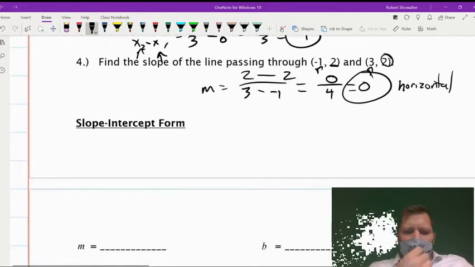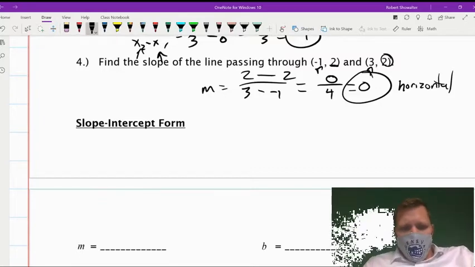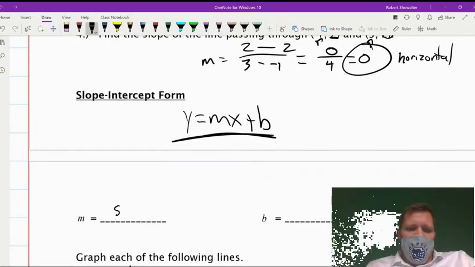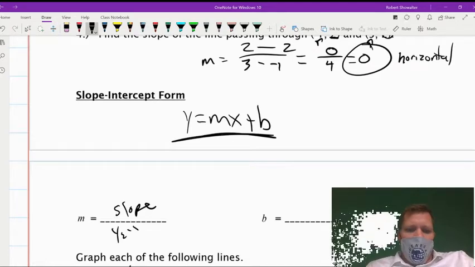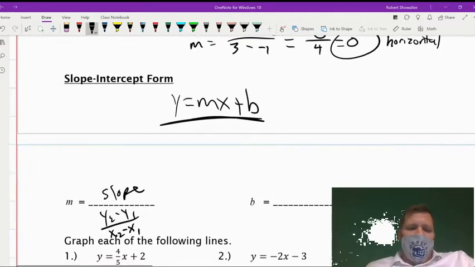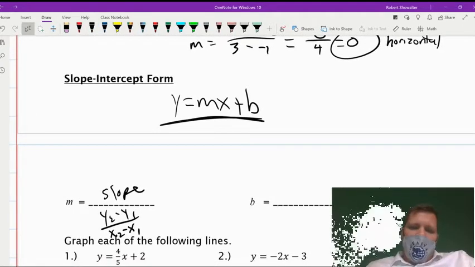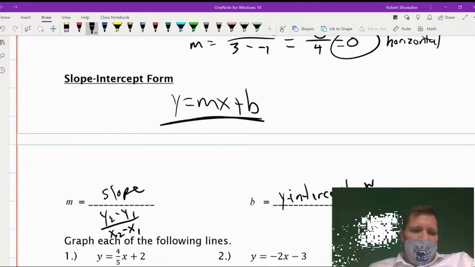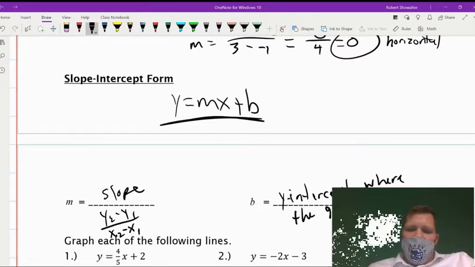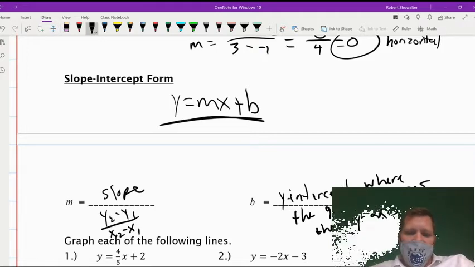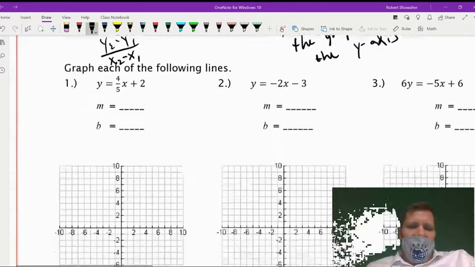Okay. We have our slope formula, and it's a form: y equals mx plus b, where m is the slope, which is y2 minus y1, the ratio of the change of y's over the change of x's. And then b is the y-intercept. That is where the graph crosses the y-axis, my friends. Y-axis.